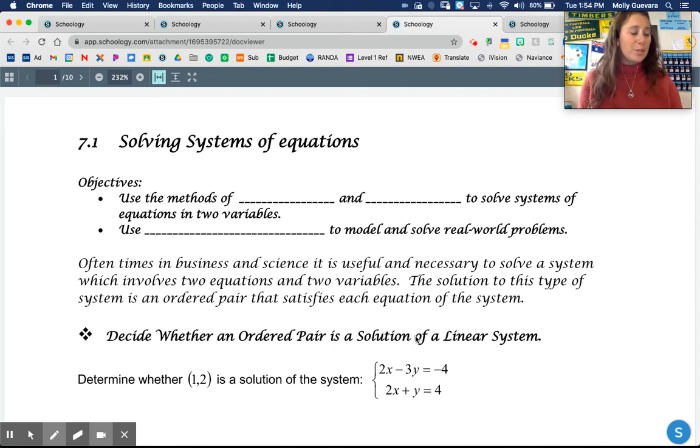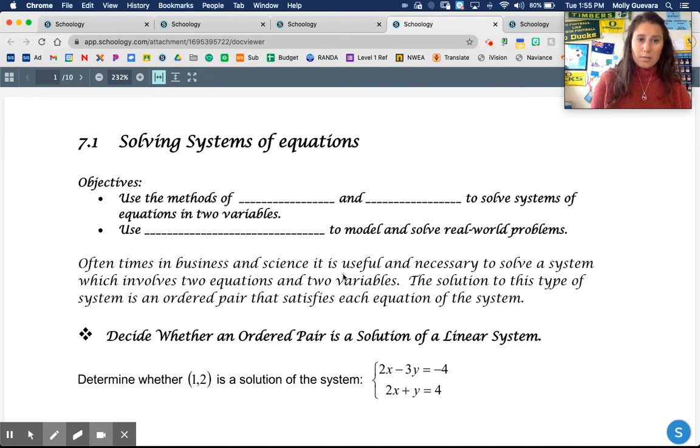Hi guys, so we're starting Unit 7 today, which is all about systems of equations. Hopefully this is a nice little review on how we solve systems of equations, and then we're going to get into solving systems of equations with three variables, which we reviewed in Algebra 2, but we'll look at it again here when we get to 7.3. But we're going to start here with 7.1.